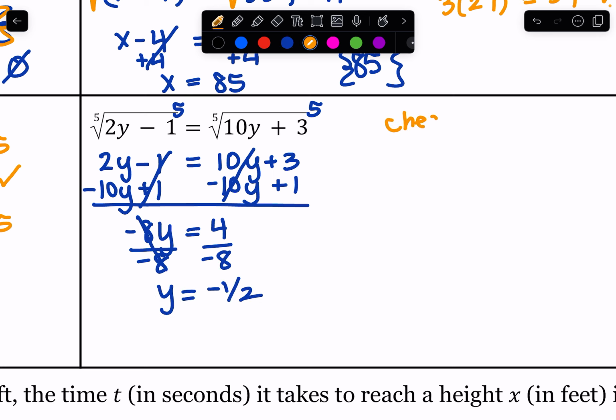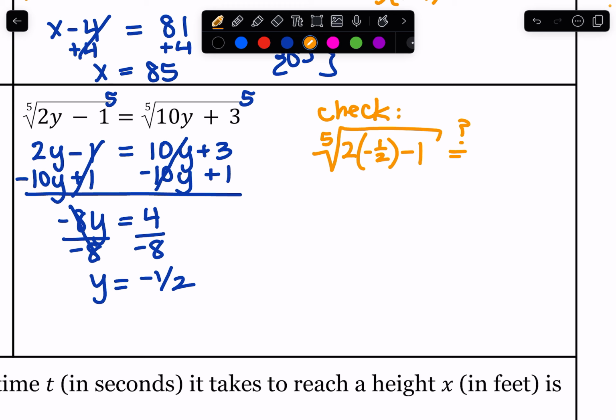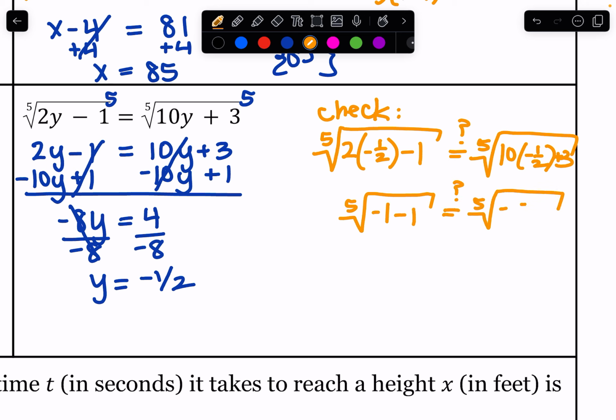I do need to check it. And like I said, I'd probably just use my calculator, but we can write it out. So we're going to try the fifth root of 2 times negative 1/2 minus 1 is equal to, with the question mark, the fifth root of 10 times negative 1/2 plus 3. So this would be the fifth root of negative 1 minus 1 is equal to, with the question mark, the fifth root of negative 5 plus 3. And this does check out. We have the fifth root of negative 2 equals the fifth root of negative 2. And we don't even really need to do the fifth root.